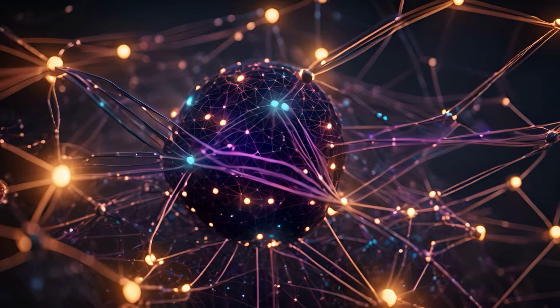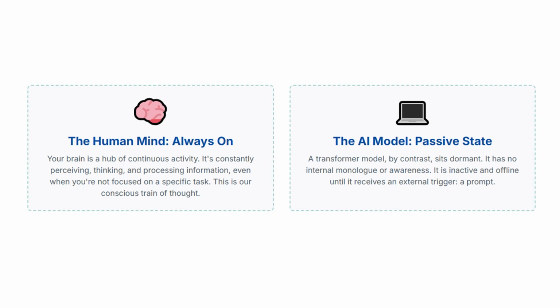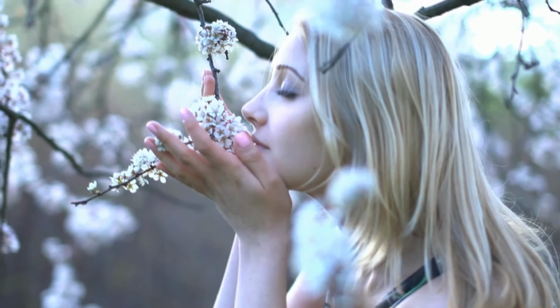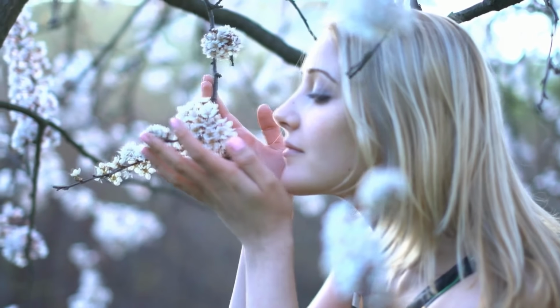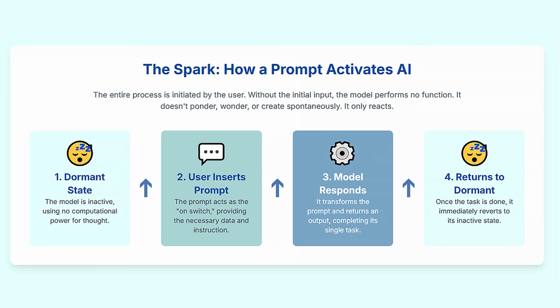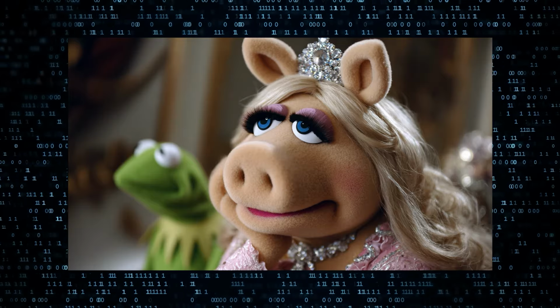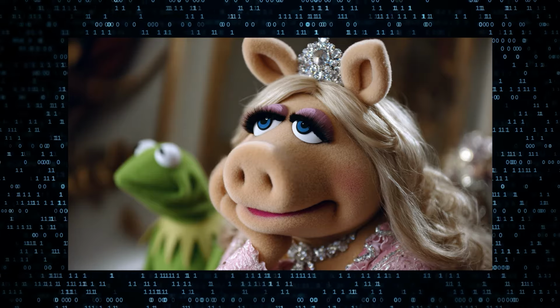It doesn't have a conscious train of thought like you do. It isn't constantly thinking or perceiving like the human mind. The only thing that exists for the AI model is the prompt and all the calculations necessary for the model to transform that prompt into something else.